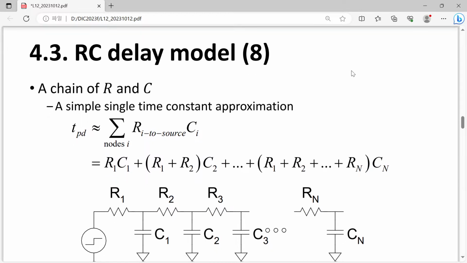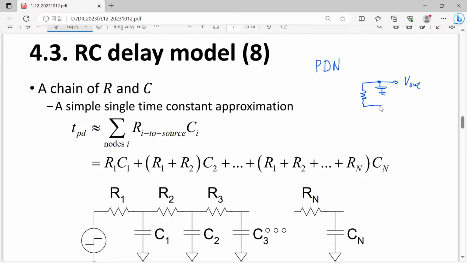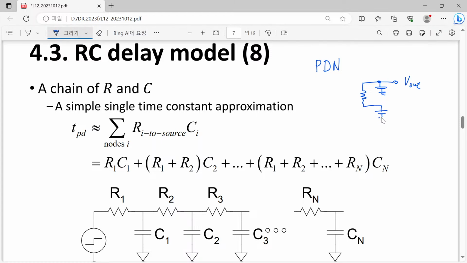Okay, so now let's go to this slide 8 once again. The main motivation was, let's come back to our pull down network for the 3 input NAND gate. Here we have a P out, and it can be approximated as, first of all, a certain cap and resistance, and another cap and another resistance, also another cap, and finally a resistance, and that is grounded.